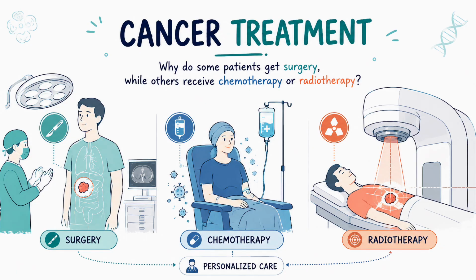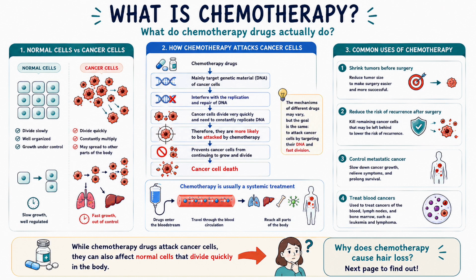In the previous episode, we talked about cancer surgery. We discussed how surgery is often used for patients with early stage cancers, especially when the tumor is still localized and can be removed completely. However, for many patients with more advanced cancers, chemotherapy often becomes an important part of treatment. So today, let's talk about chemotherapy. The word chemotherapy simply means treatment using chemical drugs. These drugs are designed to kill cancer cells or stop them from growing and dividing.